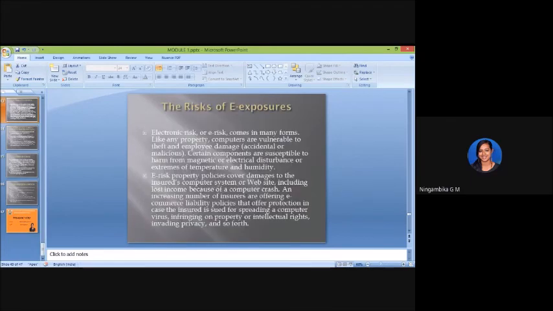Next one is e-exposure, which talks about electronic risk. E-risk comes in many forms, like property, computers, or vulnerability to theft and employee damage, which can happen accidentally or maliciously. Again, we need to come out of it. The best platform is to get insurance for it. E-risk property policies cover damage to the insured's computer system or website, including lost income because of a computer crash. An increasing number of insurers are offering e-commerce liability policies, so that they can control these types of risk exposures.